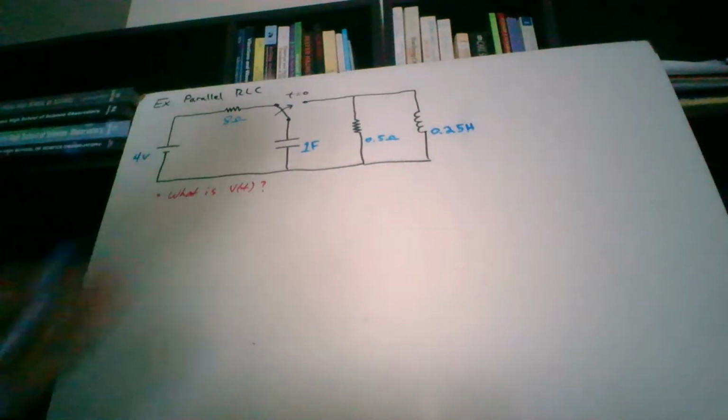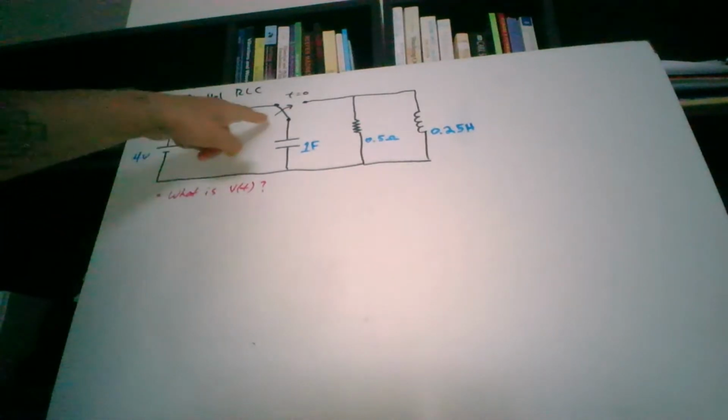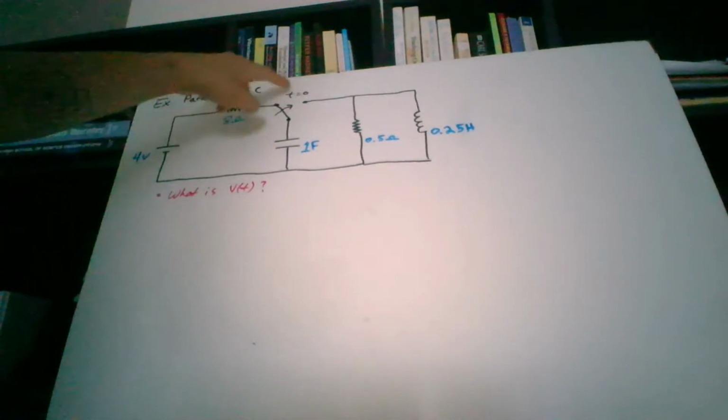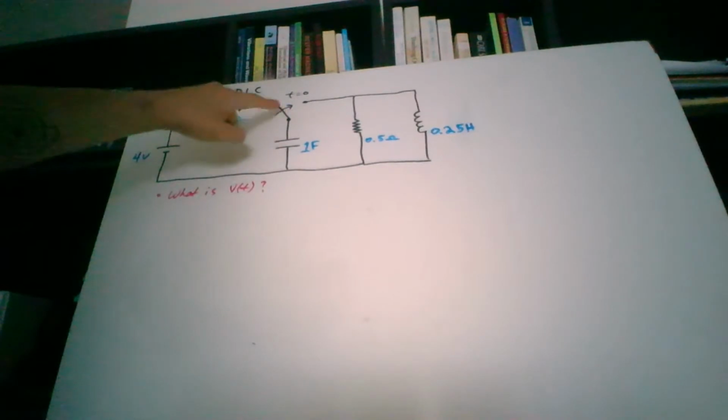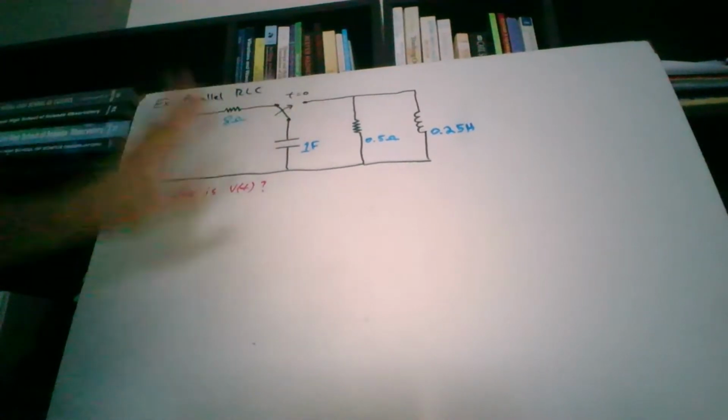And so here we have an RLC circuit, and it's also in parallel. There are a few things you might want to know here. We've got a switch in the beginning. Before time equals 0, the switch is connected on this side. And when time equals 0, the switch is going to go to the other side, okay?